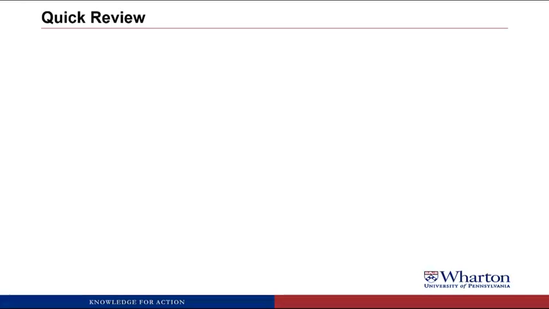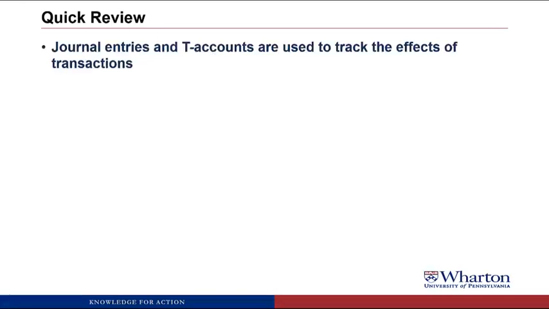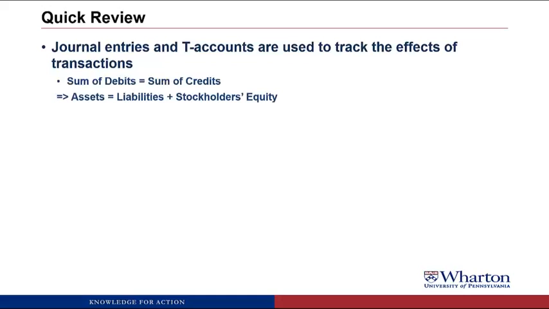Let's start off with a quick review. We've seen in the last couple videos how journal entries and T accounts are used to track the effects of transactions. We're always making sure that the sum of our debits equals the sum of our credits, because if we do that for every journal entry, we know that the balance sheet equation will hold, that when we add things up, assets will equal liabilities plus stockholders' equity.